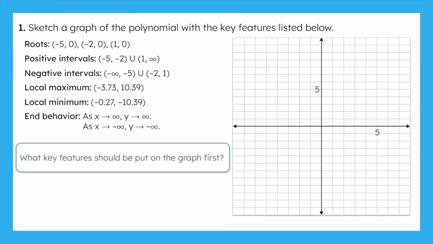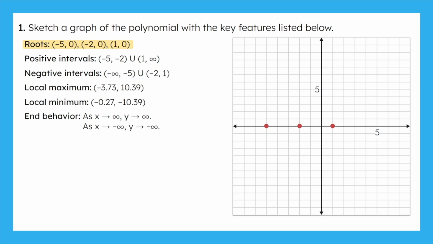What key features should be put on the graph first? If we're given any points, like roots or extrema, we should start by putting those on the graph first. In this case, I have roots at -5, -2, and 1, a local maximum at -3.73, 10.39, and a local minimum at -0.27, -10.39. What's next?